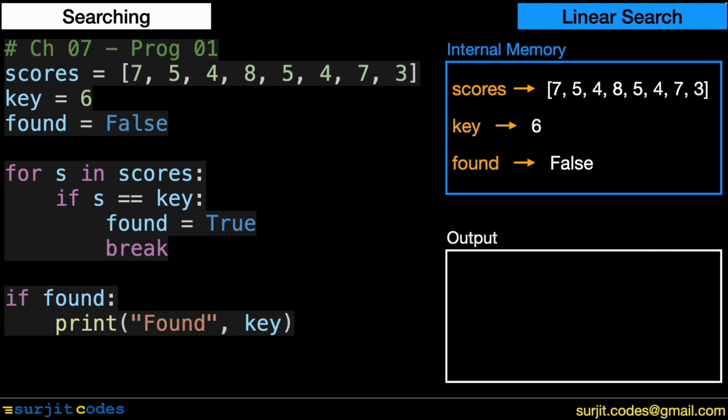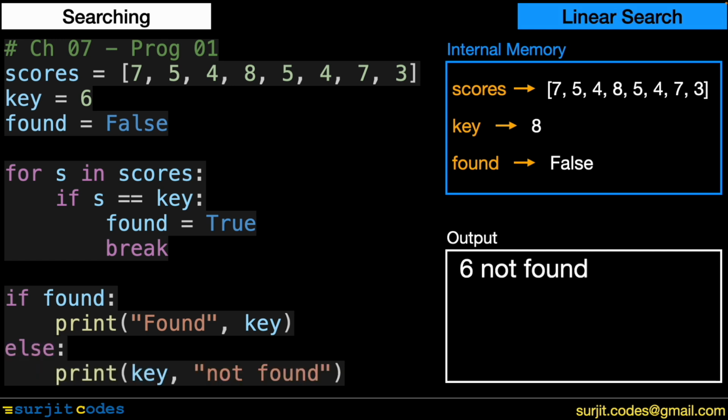However, if key is 6, the loop will have to scan all the items, but the if statement will remain false. Found will not become true and the loop ends. If found is now false, we print the message about the missing key. This searching method is called linear search because the search time is proportional to the length n of the list.